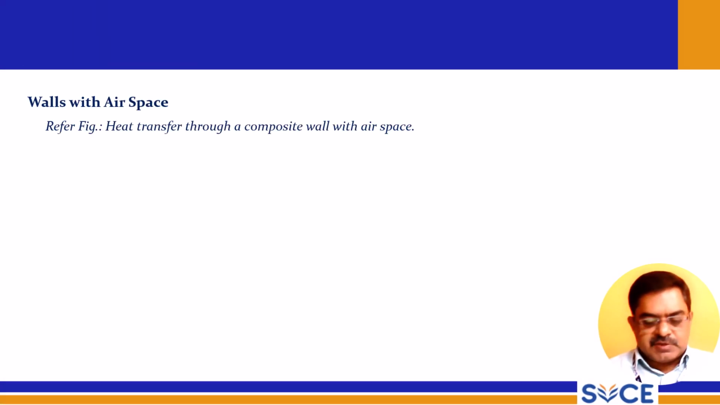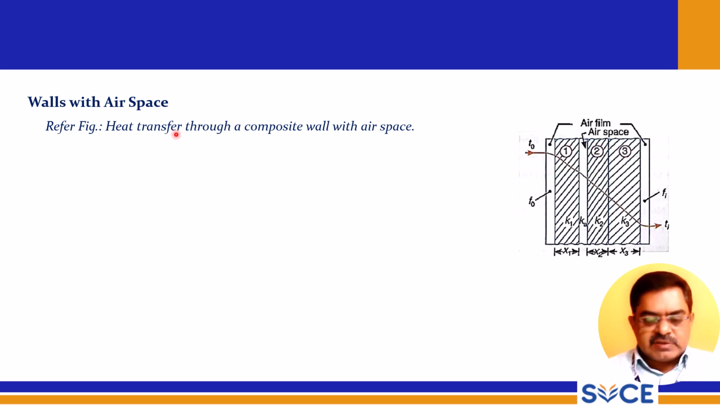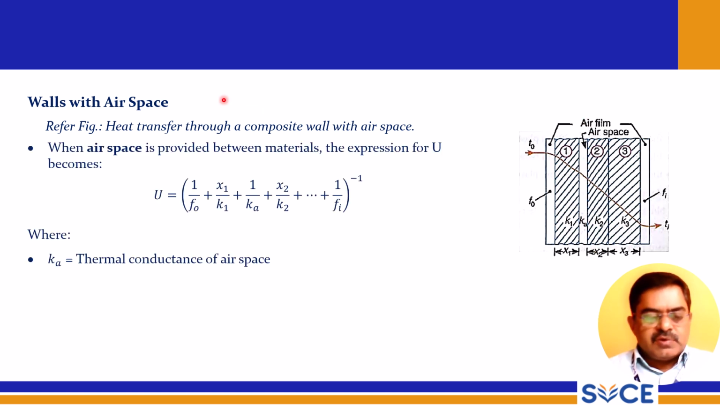Walls with air space. Suppose there is a space in between, like this. So there is a space here. This also will have a different thermal conductance, and when an airspace is provided between materials, the expression for U is 1 by Fo plus x1 by k1 plus 1 by ka plus x2 by k2 plus up to 1 by Fi, the whole to the power minus 1, where ka equals the thermal conductance of the airspace.